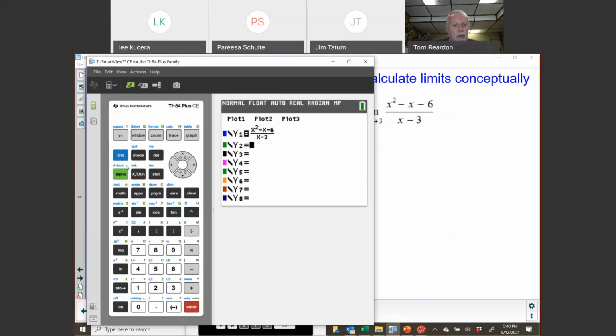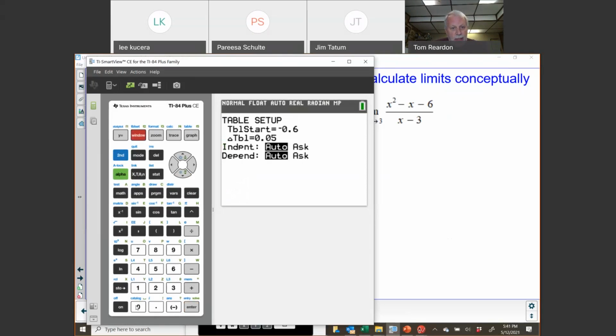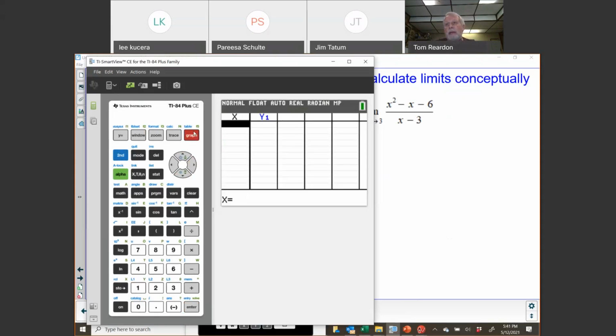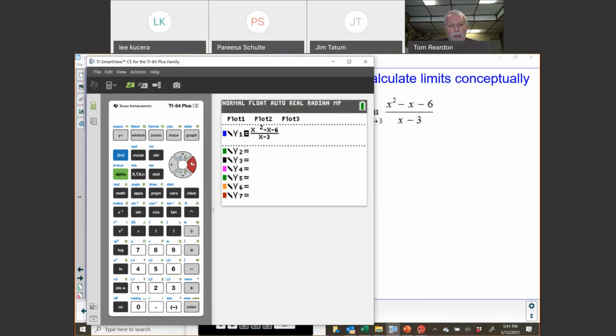So what I'm going to do is do it by table at first. I'm going to set my table, and it doesn't matter what these table settings are, but I'm going to go to what's called ask mode, independent ask mode. That means when I go to the table, I'm going to ask for the numbers for the calculator to put in. Since I'm approaching 3, I'm going to start off with maybe 2.9. And you can see it's giving me fractions, and I would prefer decimals. So I'm going to go back, and if I put a decimal point anywhere in my expression, it will give it to me as a decimal.